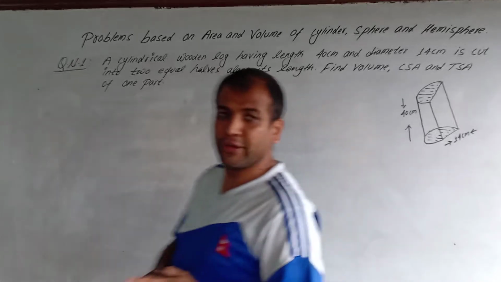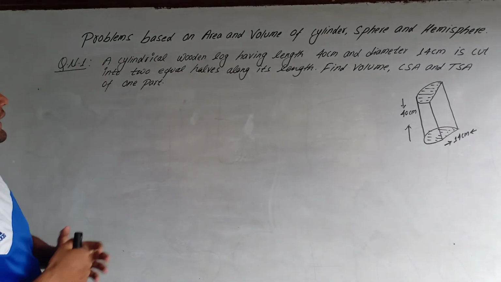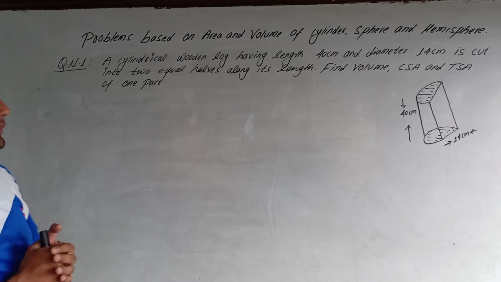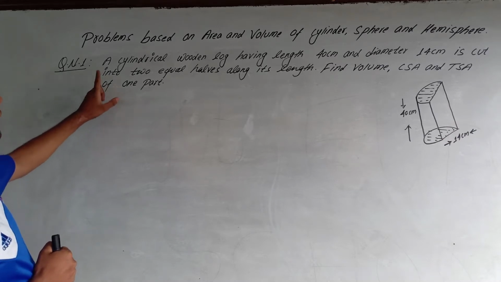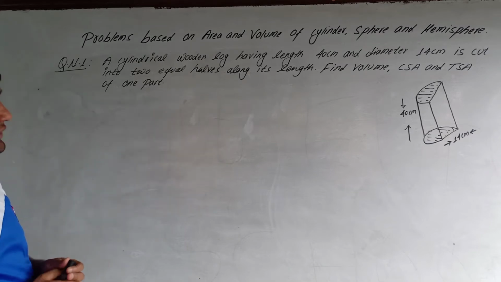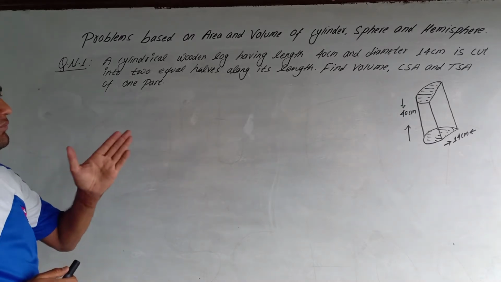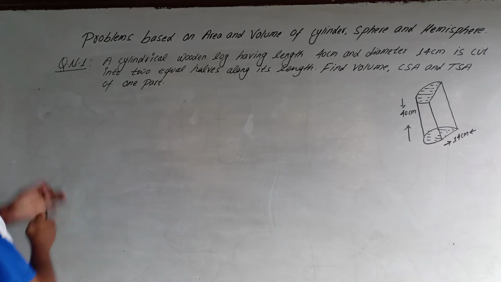Namaste. Today we are going to discuss problems based on area and volume of cylinder, sphere and hemisphere. So we start our first question: a cylindrical wooden log having length 14 centimeter and diameter 14 centimeter is cut into two equal halves along its length. Find volume, CSA and TSA of one part.